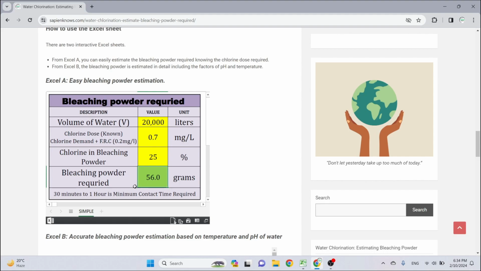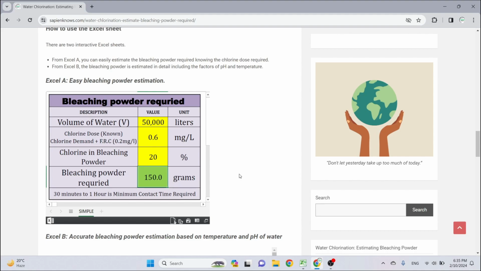bleaching powder for a minimum contact time of 30 minutes to 1 hour to kill all the pathogens in the drinking water. So the bleaching powder is estimated. If it is for 50,000 liters and the chlorine dose is 0.6 mg per liter and the chlorine content in the bleaching powder is 20%, then the bleaching powder required is 150 grams.